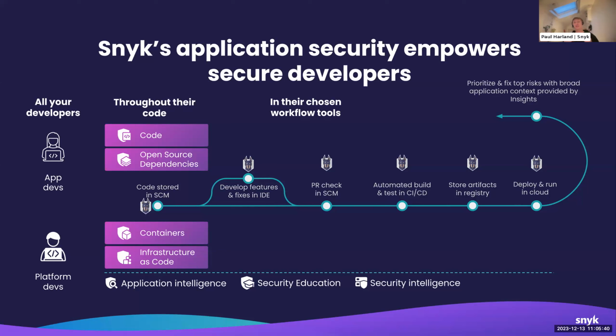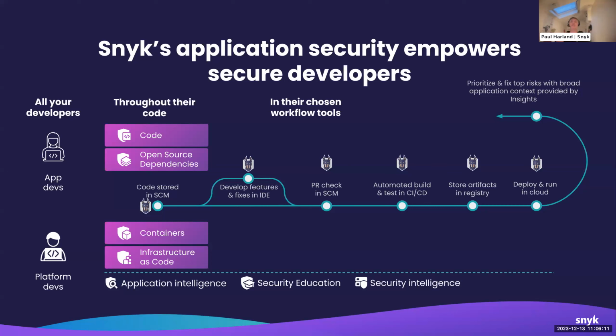But we do this in a number of different integration places, not just as a web SaaS offering. We integrate into the SCM tools where your code is stored. When you then check that work out onto your local IDE, again, we're integrated there, helping you create new features in a secure way. When it's time to commit that work back to your main repository, again, we're checking the pull requests and making sure that you're not pushing any vulnerabilities into your code.